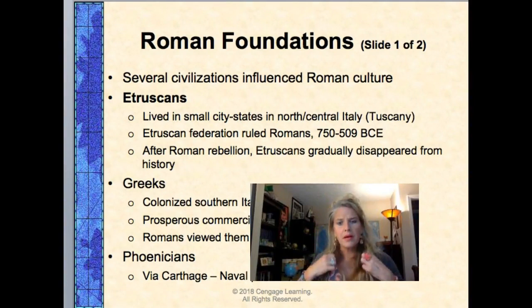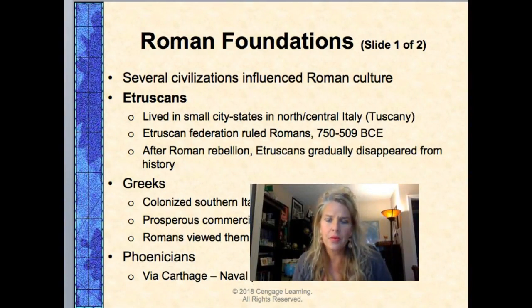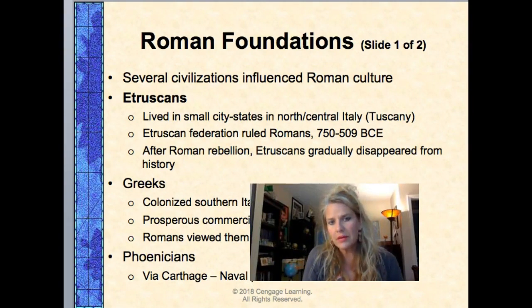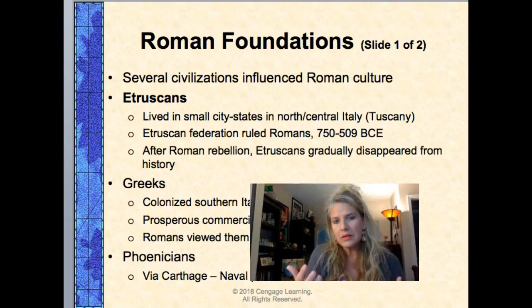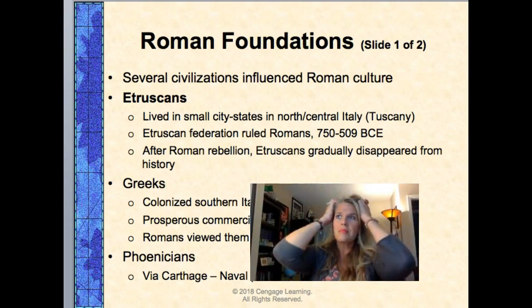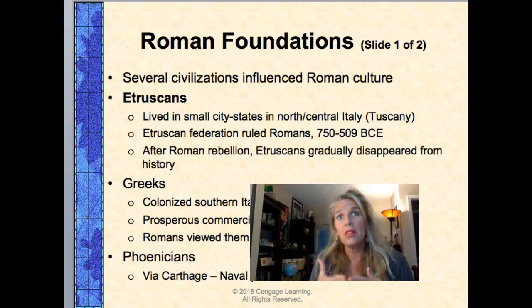Okay, so the Etruscans are the first ones at Rome, and they were the first inhabitants of Rome. They lived in small city-states. The Etruscan Federation ruled the Romans. There are some thoughts, and your book talks about possibly that there were groups of people from Troy, from the Trojan War, who lost, came down from Troy, and also started the Roman civilization.